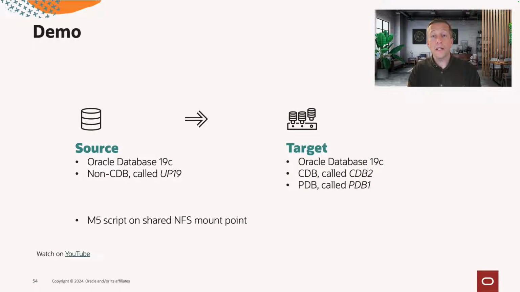I've prepared a little demo where we can see the script in action. I have a source database called UP19. It's a non-CDB. I want to migrate it into a container database and rename the database to PDB1. For ease of use, I have a shared NFS mount point, which both servers have access to. I store the scripts and the RMAN backups on that share. Let's see how it works.